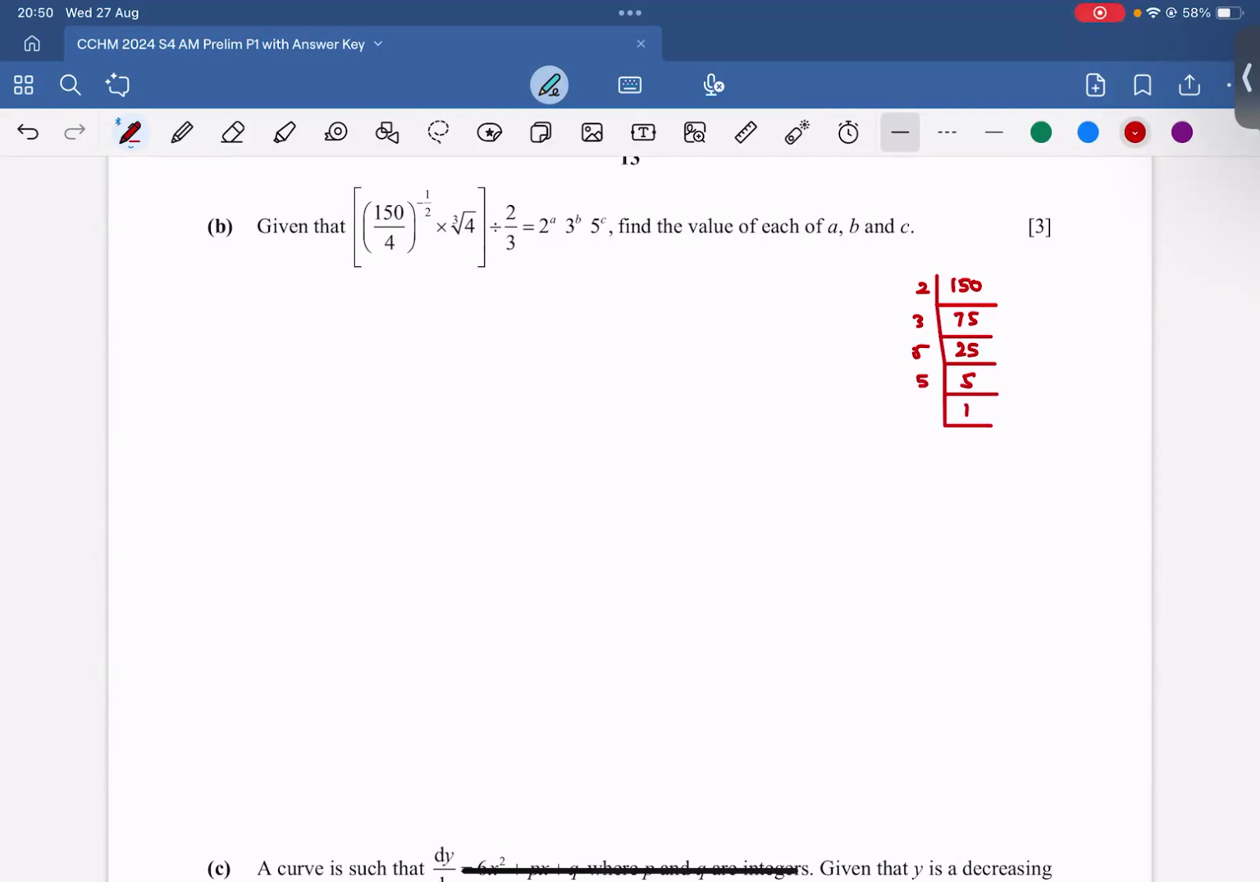Okay, so first thing first, we can change all the negative powers to positive powers. So this is 4 over 150 to the power of half. This is actually 4 to the power of 1/3, times 3 over 2. This one becomes 2 over 2 times 3 times 5 squared to the power of half. This is actually 2 to the power of 2 over 3. So what we have is 2 over 2 to the power of half times 3 to the power of half times 5.